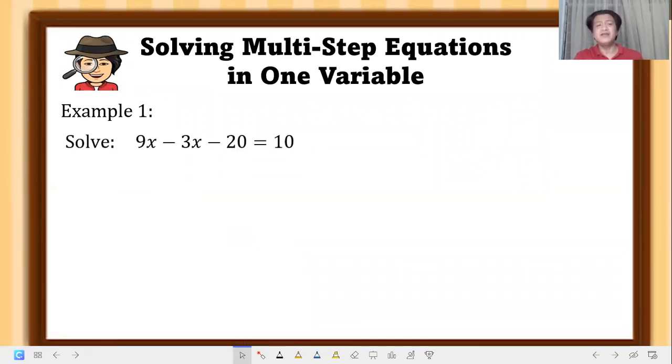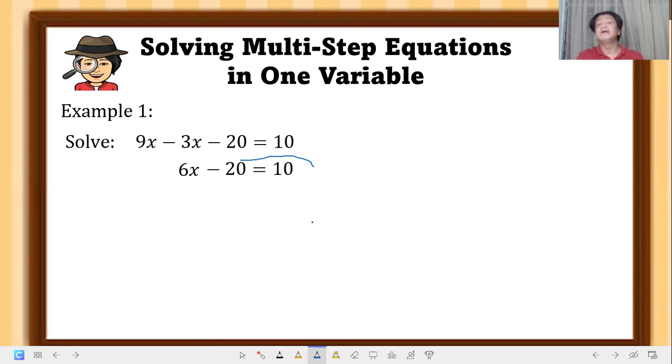I have here 9x minus 3x minus 20 is equal to 20. Okay? The first thing that you are going to do is combining like terms. Diba? Ang rule natin dyan, lahat ng mga like terms you're going to add or combine: 9x minus 3x will become 6x. And bring down lang natin yung negative 20 is equal to 10. Hindi mo pa siya pwedeng mahanap si x kasi meron pa siyang constant term doon sa left side. You are going to transpose negative 20 on the right side of the equation.